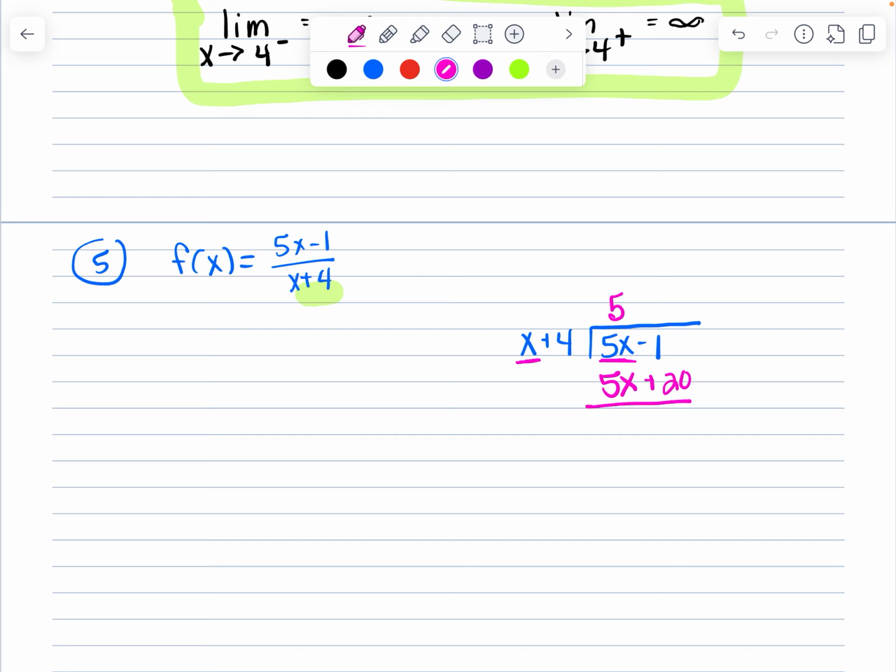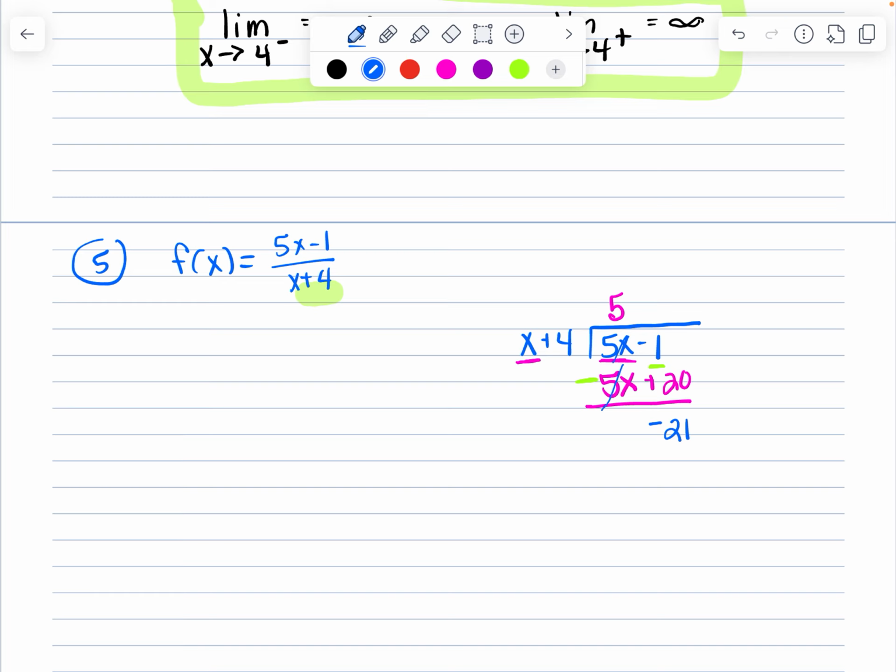Now, if you recall from old school long division, I need to subtract. But not only do I need to subtract this first term, I have to make sure to subtract both terms. It's like distributing a -1. So what we end up with, of course, is that these two are 0. That's what we wanted to happen, and this is -21. And that is my remainder.